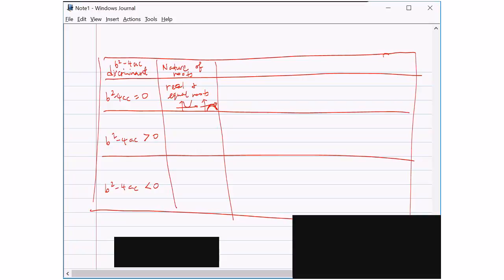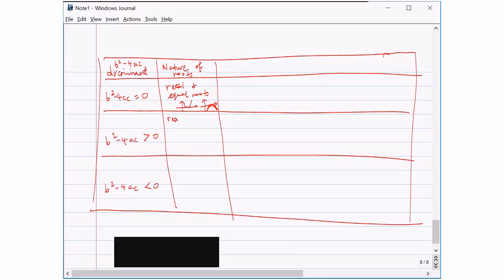Okay? If the discriminant is bigger than 0, we have what we call real and distinct roots. Sometimes they say real and different roots. Sometimes they even say real and unequal roots. It just means it cuts the x-axis 2 times. If the discriminant is less than 0, we have no real roots. It just means it doesn't cut at all. Just like that. So far so good?